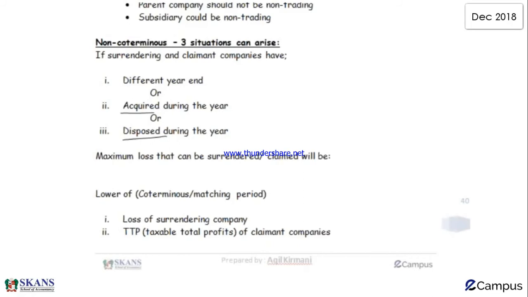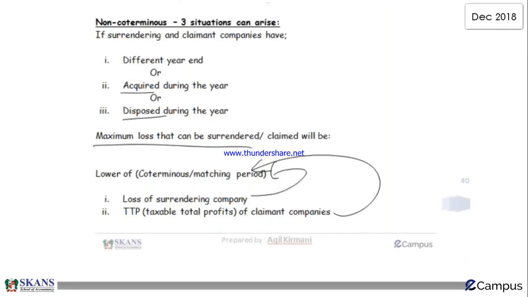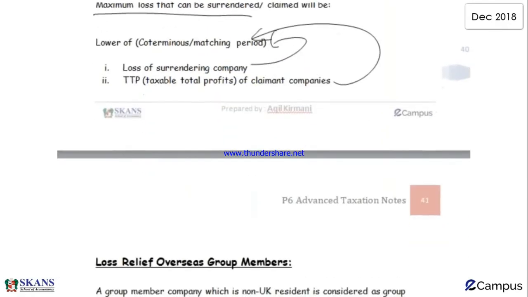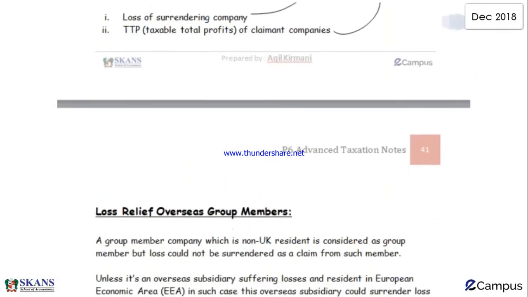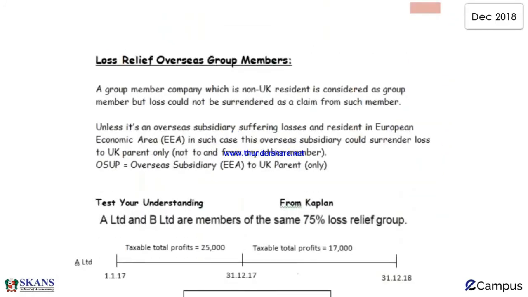All right, so this is what we do in the case of non-coterminous. We find out the coterminous or matching period, and we find out losses of the surrendering company for the matching period and profits of the claimant company for the matching period, and then we take the lower of both, and that is the maximum loss which could be surrendered by one group member to another if there is a non-coterminous accounting period.